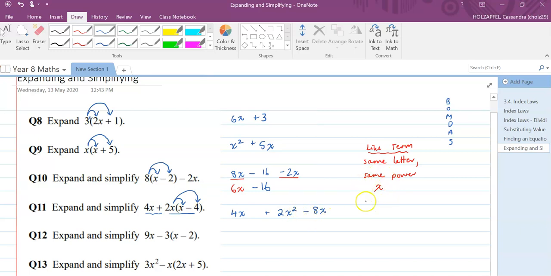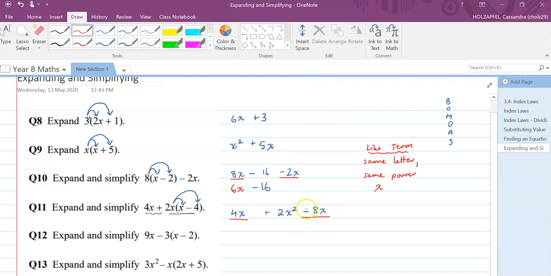So again, we're going to look for our like terms. So same letter, same power. Now here, it's really tempting to go, ooh, I see an x here, so that must also be a like term with these two other x terms. But it's not, because this one is x squared. It's not the same power. So we're only going to underline 4x and negative 8x.